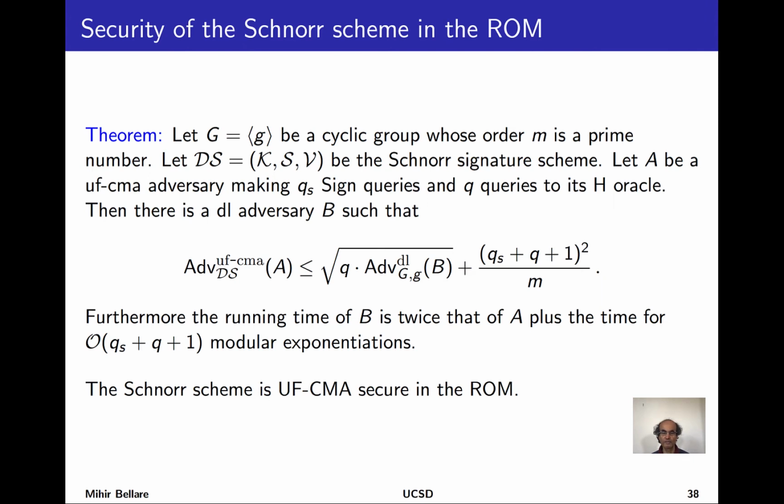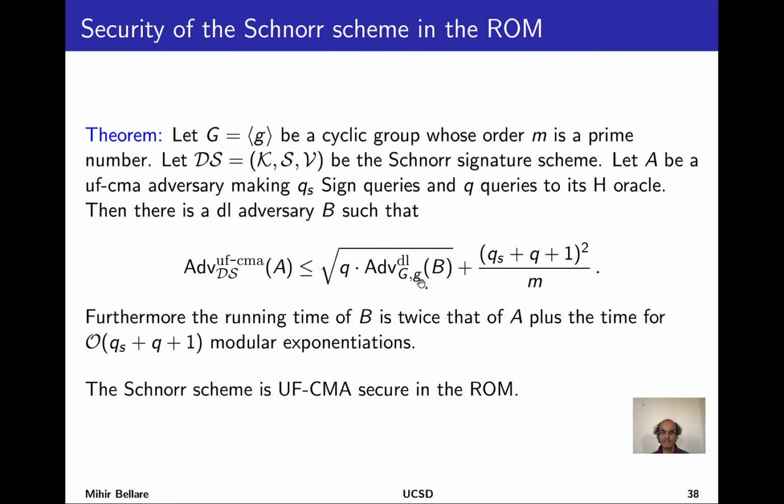such that the equation shown holds. So this upper bounds the advantage of A in violating UF-CMA security by this term, which involves the advantage of the adversary B we construct in violating security of the discrete log problem, and then a term which involves the group order and adversary resources over here. The running time of B is a little unusually not that of A plus something, but twice that of A plus something.